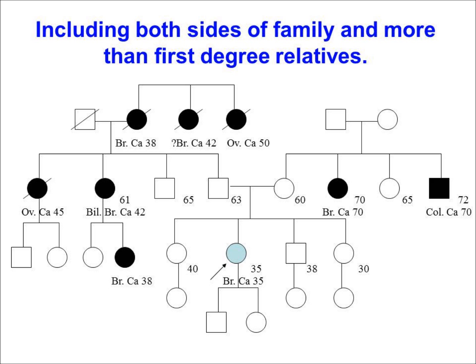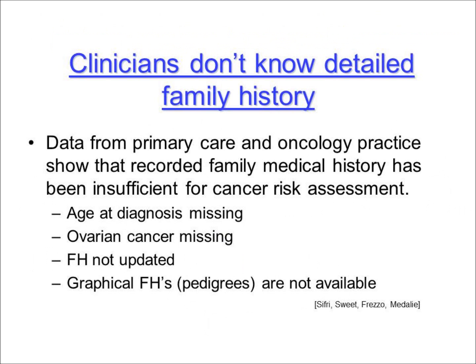than you can get just by asking a yes/no question. So that was the rationale. And there are plenty of data from many descriptive studies showing that the type of family history you need for good, for example, cancer risk assessment, doesn't exist in medical records and isn't used systematically.